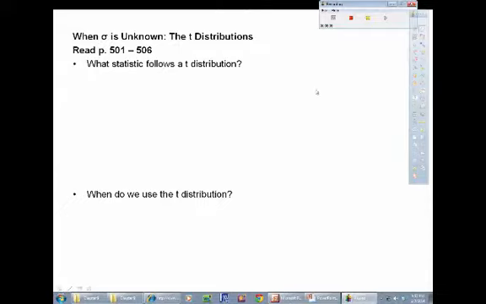So what statistic follows a T distribution?